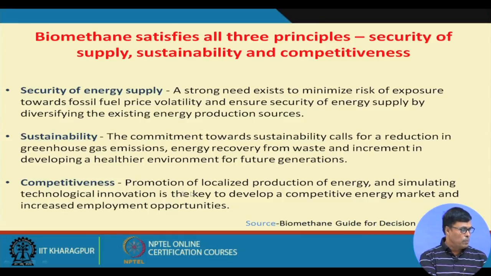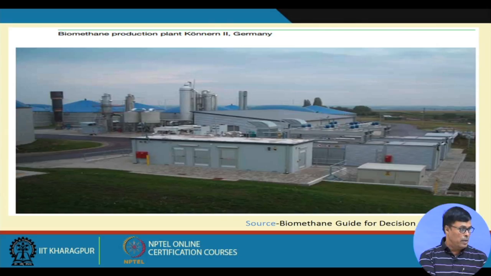Competitiveness, because promotion of localized production, energy and innovative technology is the key for development. Here I want to point out that this biogas can be applied both at small scale as well as at larger scale. So applicability is there, and this is another biogas plant that is located in Germany. This is largely in operation.